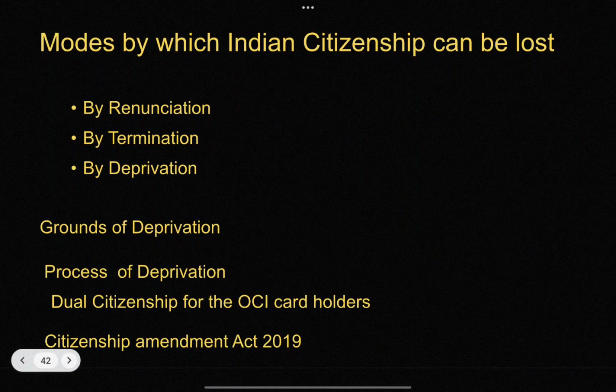Now as a note, we can understand the citizens of Pakistan and Bangladesh and any other countries as notified by Government of India from time to time cannot apply for the dual citizenship of India due to economic reasons.